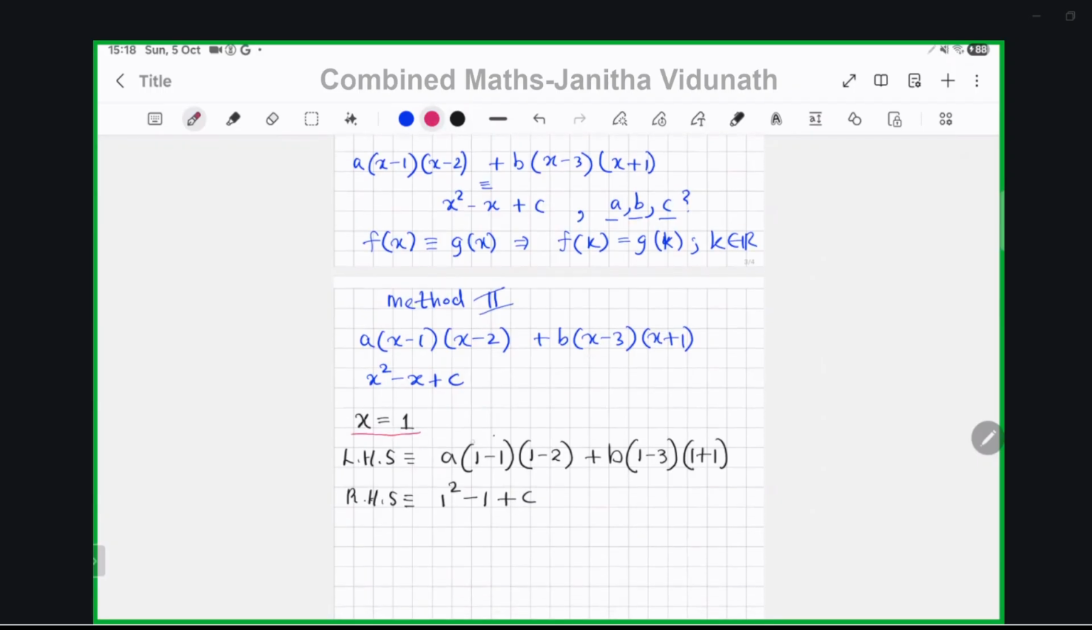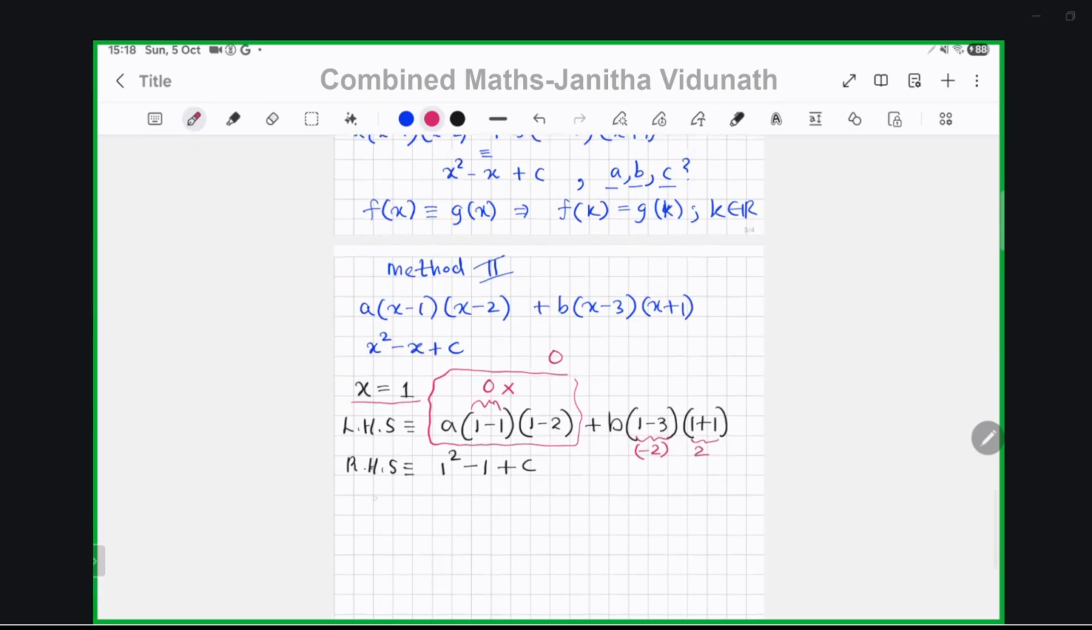Then 1 minus 1 is 0. We know 0 times any number is 0, so the whole of this term is cancelled out. And 1 minus 3 means negative 2, and 1 plus 1 is 2. Then on the left hand side, we get minus 4b. On the right hand side, 1 square means 1, 1 minus 1 is 0, then c. This is our equation 1.